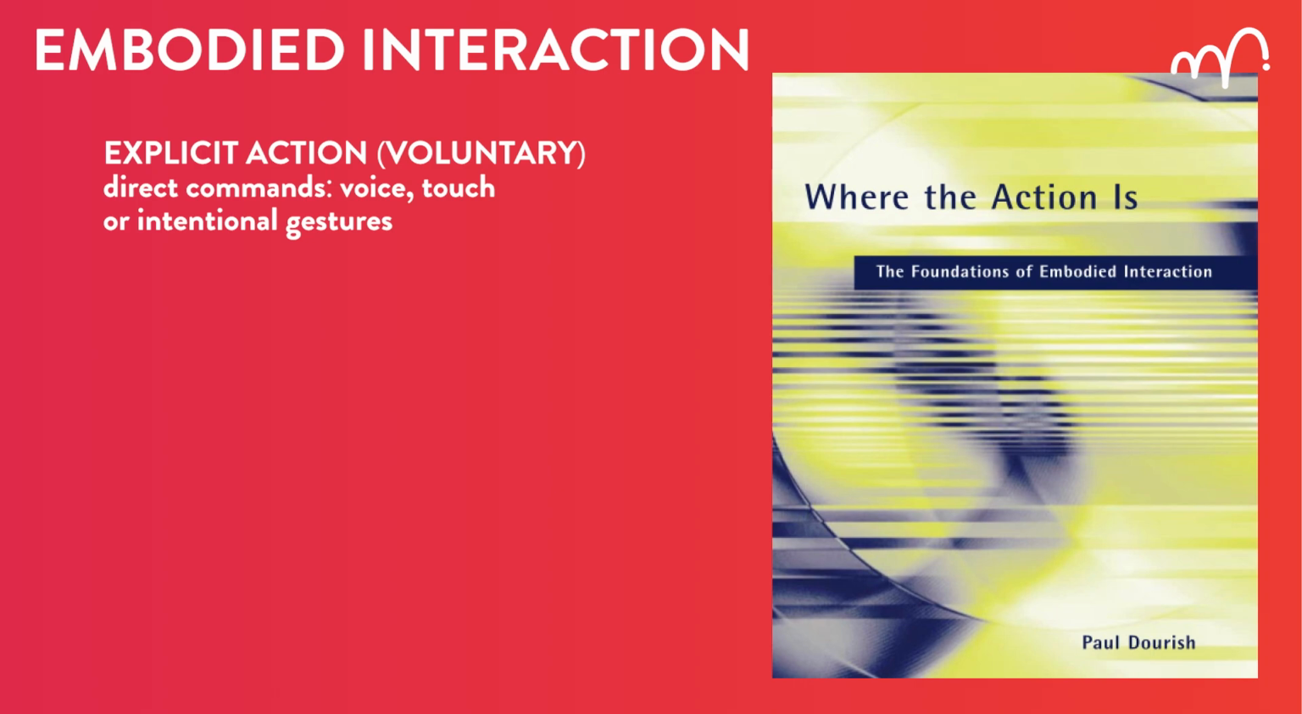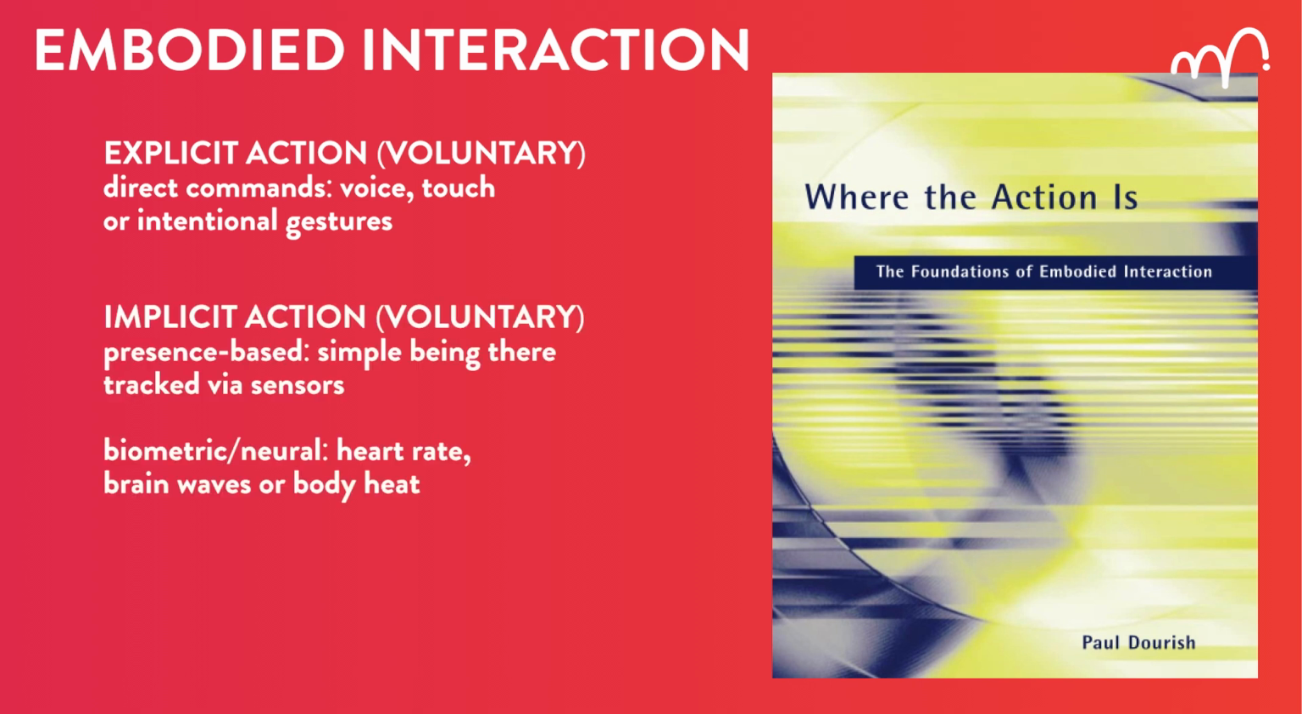Finally, we must consider how the action takes place, moving from explicit to implicit levels. This leads us to the paradigm of embodied interaction as defined by Paul Dourish. Explicit action is voluntary: a gesture, a voice command, or touching a tangible object. But the new frontier is implicit action. The system reacts to your simple presence, tracked via computer vision, or to your biometrical data like heart rate or brain waves. In this scenario, the user interacts with the habitat simply by being there.